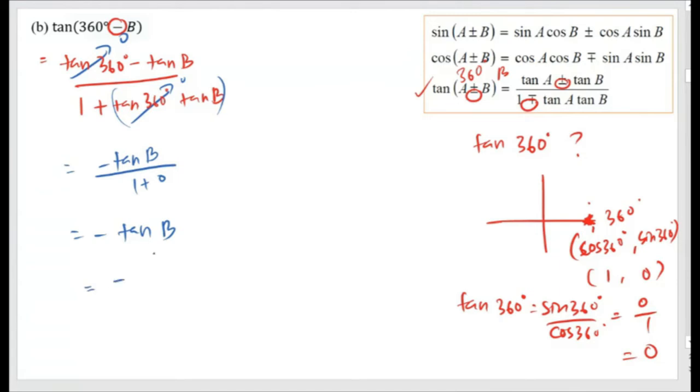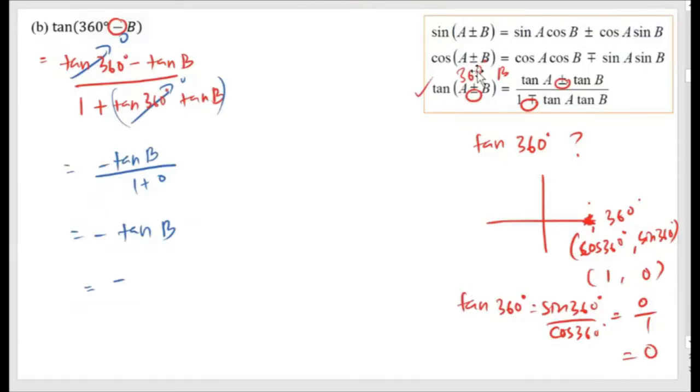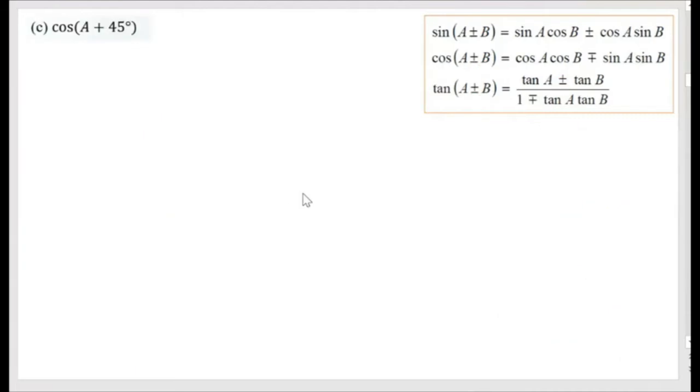Tangent B is what? Just now from here. Tangent B is negative 8 over 15. So negative, negative 8 over 15, so your answer is positive 8 over 15. Okay, understand? Can. So now we go to another cos. Now we try one more question.